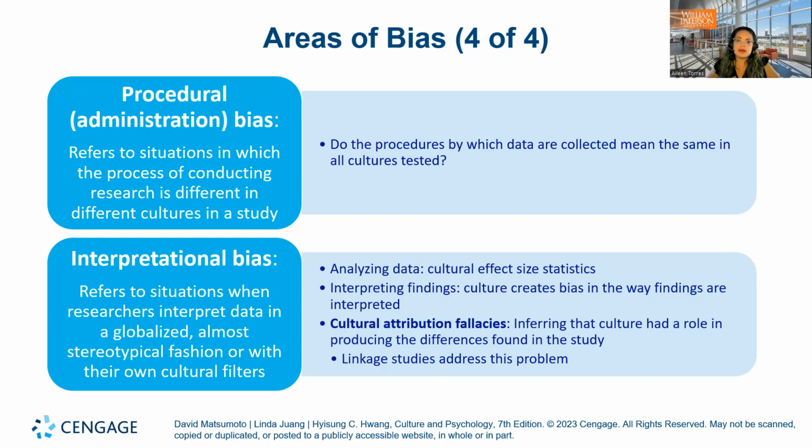And then interpretational bias is when researchers interpret the data with their own globalized bias in a very stereotypical, culturally filtered way. We all have our cultural filters. And because of that, we may have blind spots. And interpretational bias is when those blind spots get in the way of how we interpret our data. So sometimes we have this cultural attribution fallacy, that the culture had a role in producing the differences, and there might be some other reason. So we need to kind of be very careful with that.